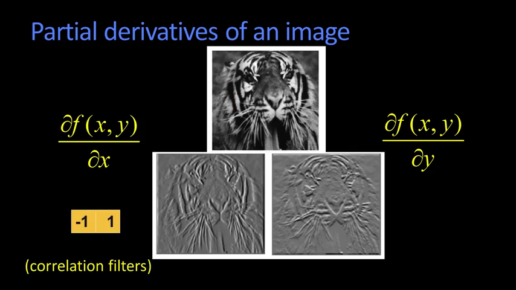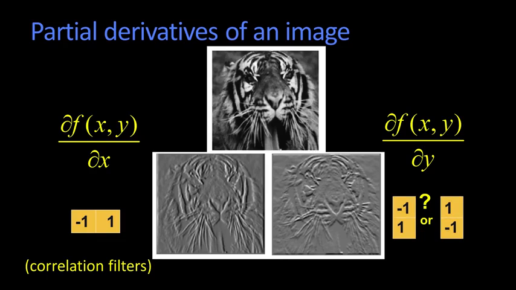So the filter that I'm using here is this -1 +1 correlation filter. I take the value to my right, subtract off the one from my left, and that's the value. And now correlation versus convolution matters, because if I swapped it around, things would be different. On the y side, it's also going to be +1 or -1, but I write it like this.